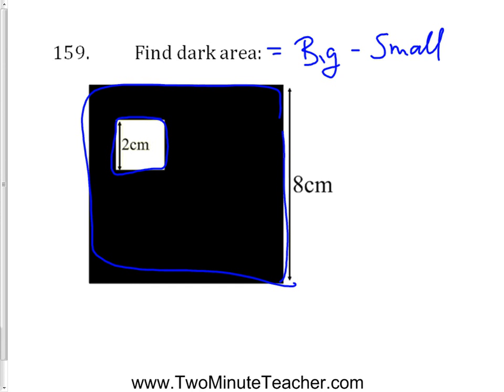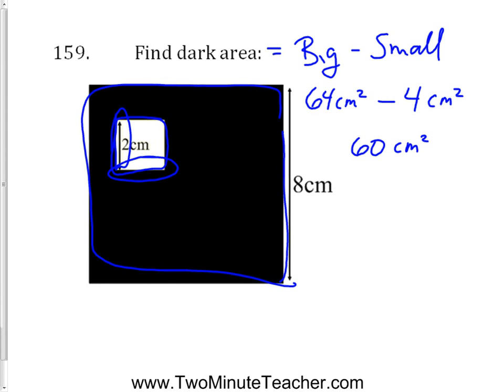Well, the area of the big one is 8 times 8, which is 64 centimeters squared. Don't forget those units. Minus the small area. The small area, you go 2 times 2 makes 4 centimeters squared. And so 64 minus 4 is 60 centimeters squared. All right? So a shape inside a shape is a classic question you're going to get asked a lot in geometry.